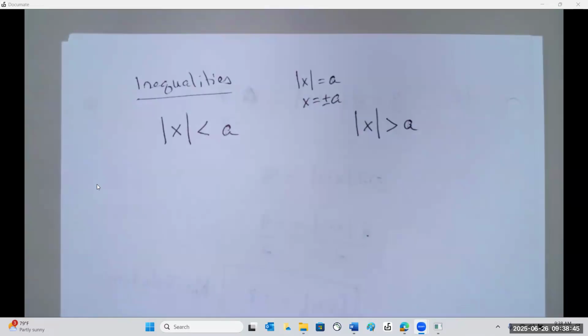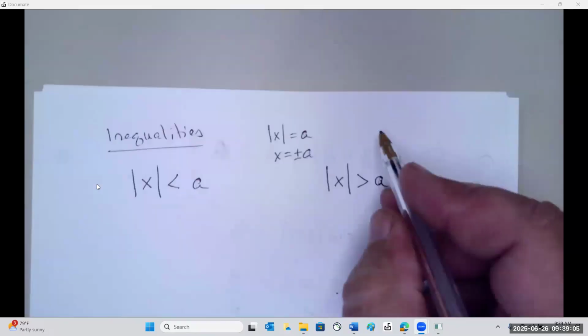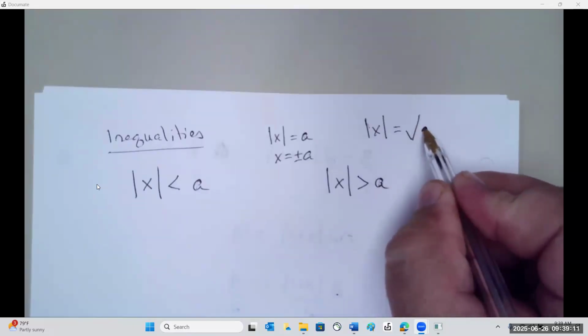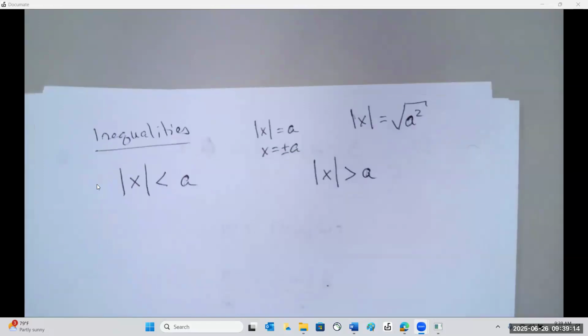Before we go further, why do we have two answers? What's the formula for absolute value? If you had to put a formula with what we know so far, even what we talked about today, the operations we use today, what is the formula for absolute value? The absolute value of X is actually the square root of X squared.